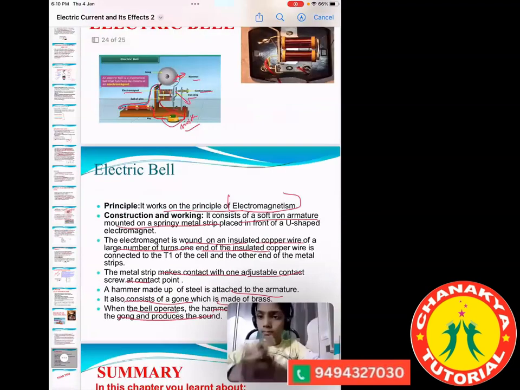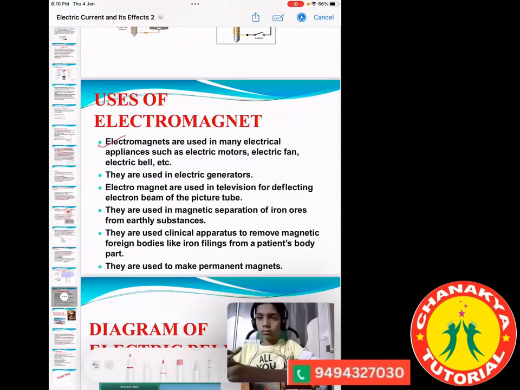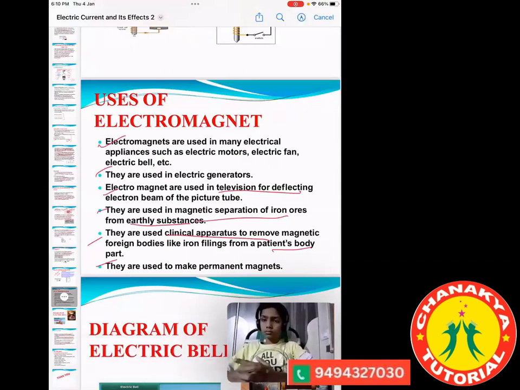Uses of electromagnet: they are used in many electrical appliances like the electric motor, electric fan, electric bells. They are also used in the electric generator. They are used in the television. They are used in the magnetic separation of iron ores. They are used in clinical appliances to remove magnetic bodies like iron filings from the patient's body parts. And this will also be used for making permanent magnets.